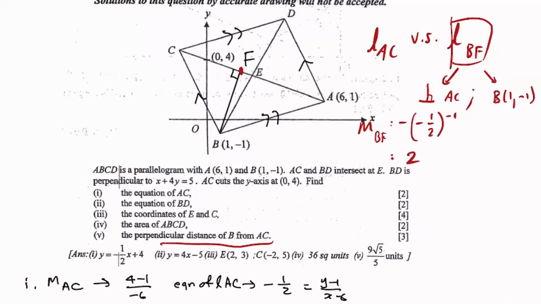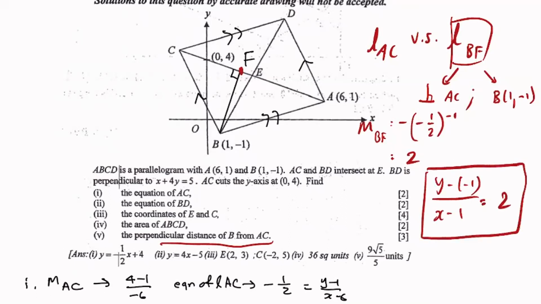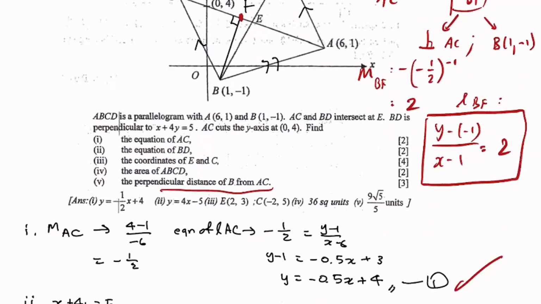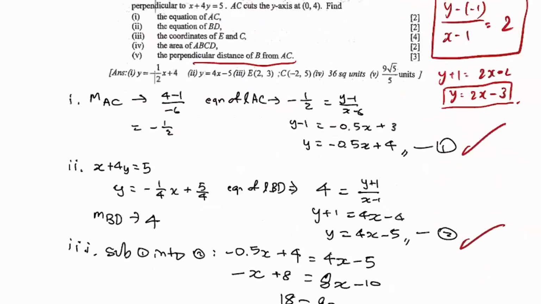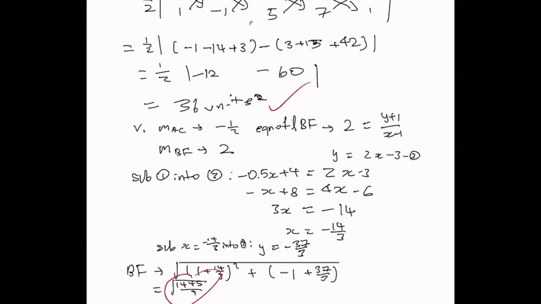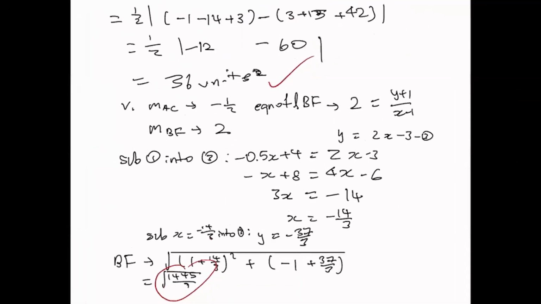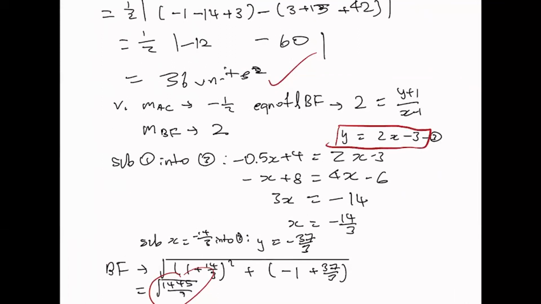Okay, then you end up with a positive 2 gradient and pass through the point. So (y minus -1) over (x minus 1) equals 2 is the equation of the line BF, right? Simplify, we get y plus 1 equals 2x minus 2. So y equals 2x minus 3. Okay, that's good. Do you get that? You did, okay.